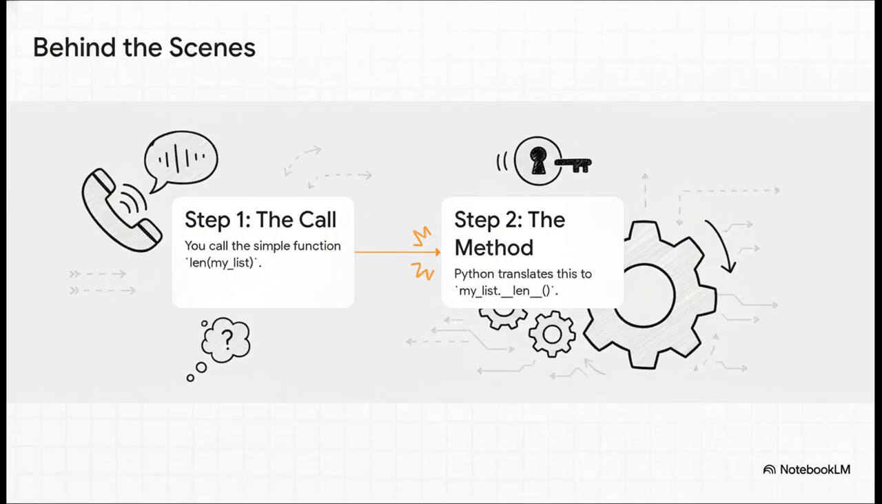When you call that simple little len function, the Python interpreter immediately turns around and asks the my_list object, hey, you got a __len__ method for me? It then calls that method directly on the object itself. That functional call is really just a super user-friendly disguise.